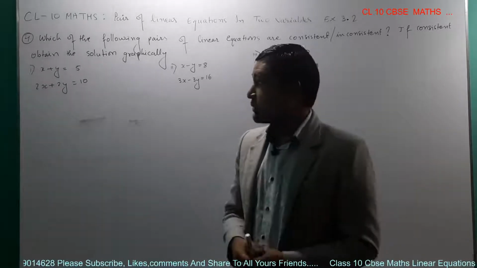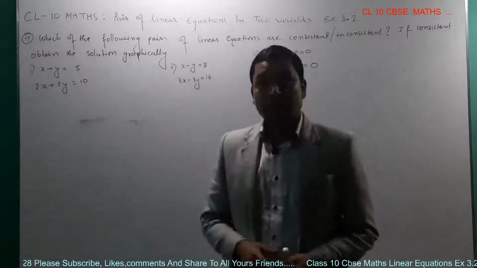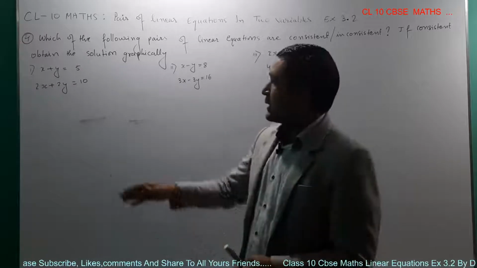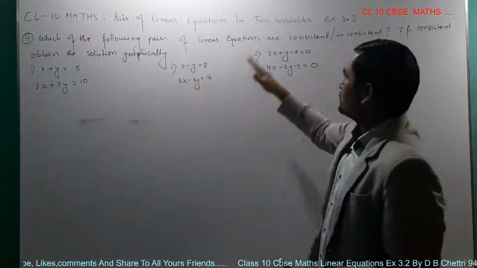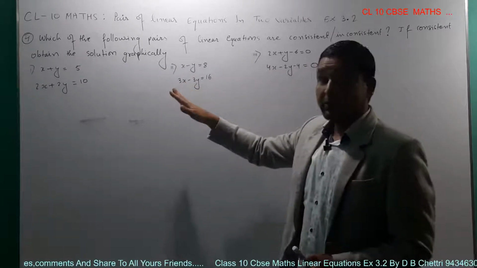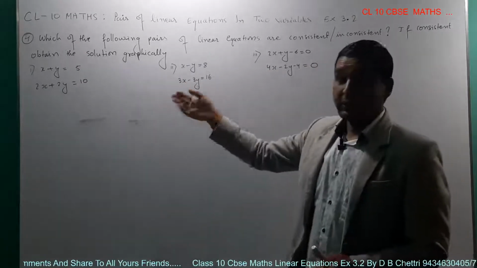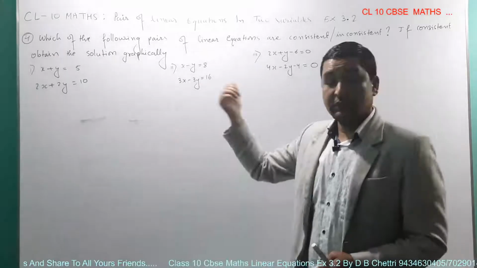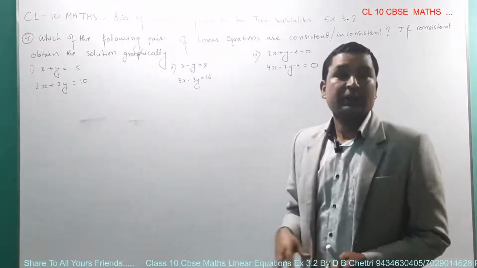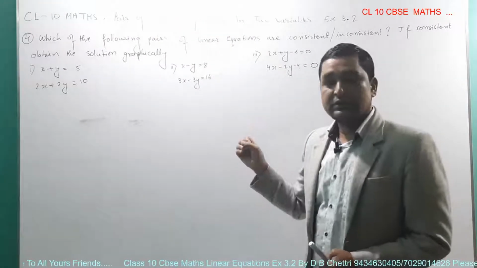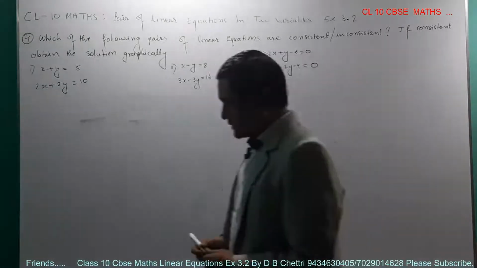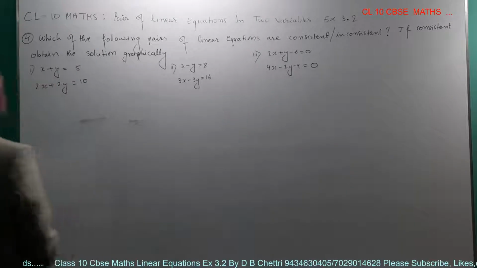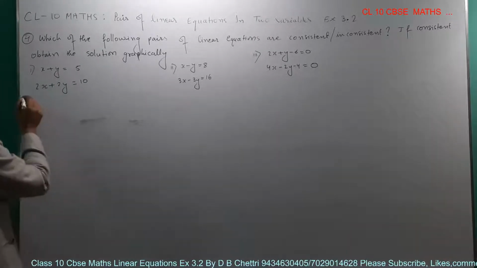Let's check one by one. There are altogether 4 sub-questions there. I wrote only 3 sub-questions: sub-question 1, sub-question 2, sub-question 3. We will do one by one. First, we will check if it is consistent, then we will get the solutions graphically. If it is inconsistent, no need to solve the question. Okay, now let me explain by solving this question.